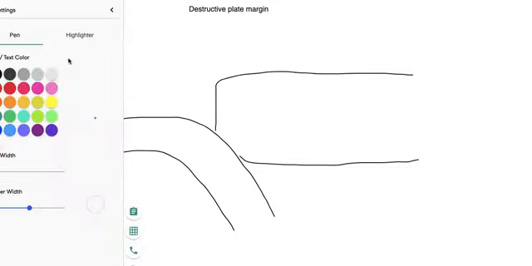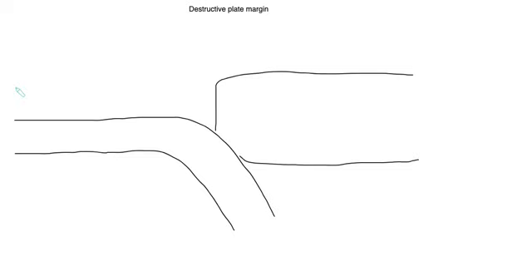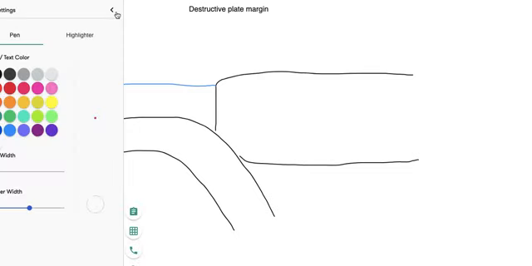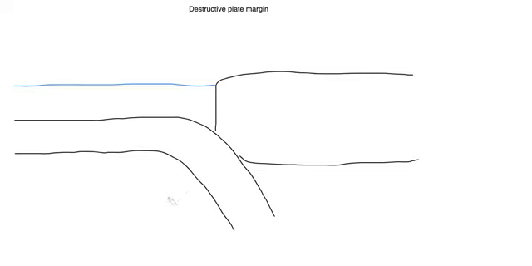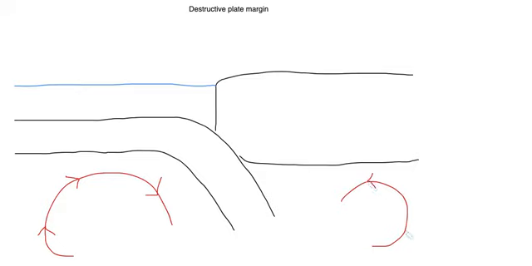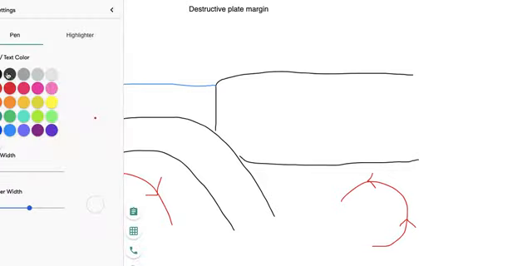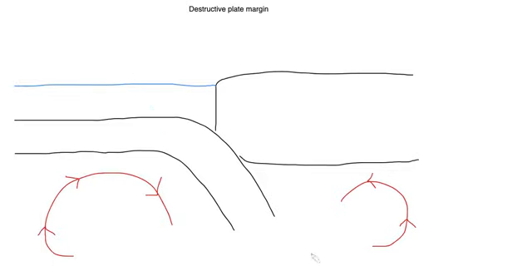I'm going to draw in my ocean surface again, which is here. So this is land here. And I'm going to draw in my convection currents as well. We've got one here going this way, and one here as well going this way. I've left a bit of space here for a reason, you'll see in a second. I'm going to draw in my arrows.